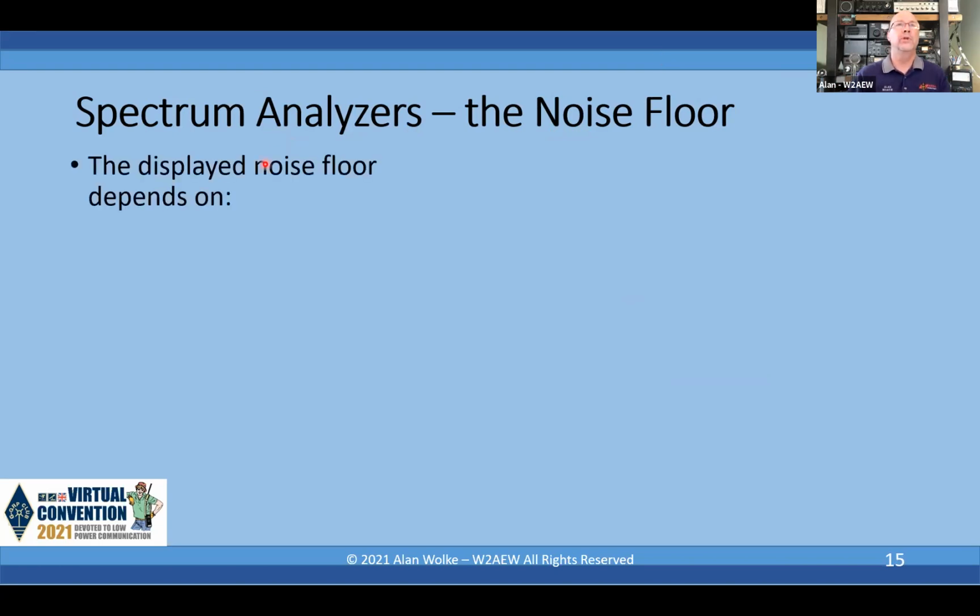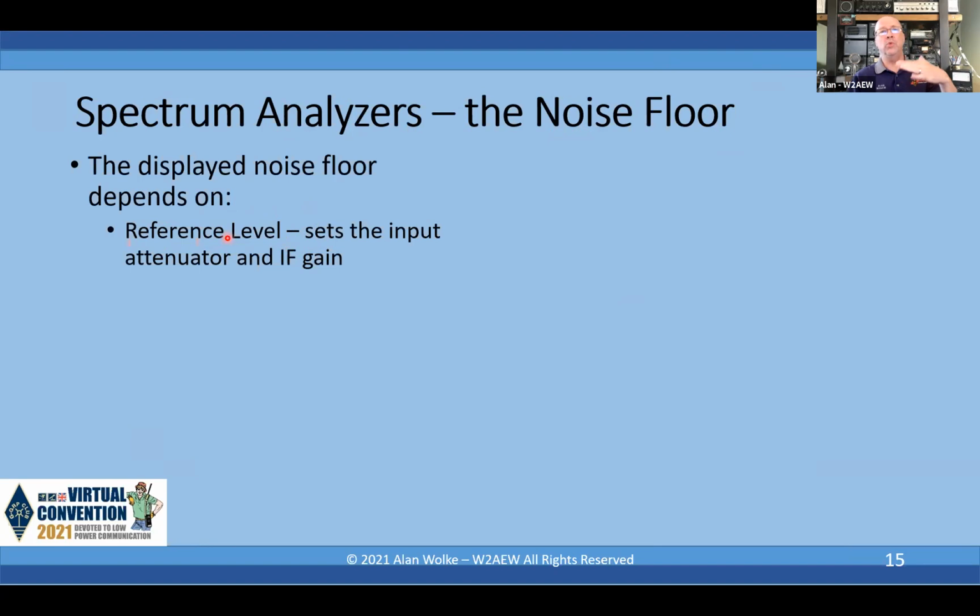Okay, so the displayed noise floor on a spectrum analyzer depends on, number one, the reference level. Because again, that reference level sets that input attenuator. The input attenuator sets essentially how much I'm going to add to the measured result to give you an accurate power level reading. So the lower you can set the attenuator, the lower the numeric noise floor is going to be. It also affects the IF gain, therefore might also affect the noise figure of the IF stages as well. Okay, so ideally you want to set that reference level low.